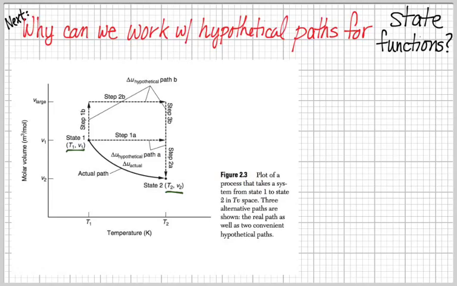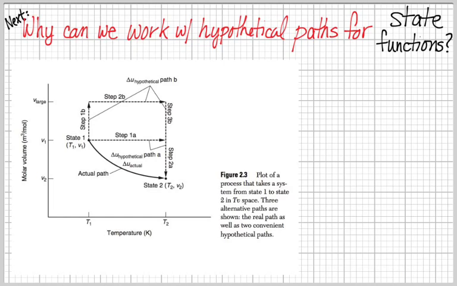There's a lowercase u here, but there is this delta U actual that we're seeing, which is the change in internal energy. So if I want to go from state 1 to state 2, I have that nice smooth curve. The interesting thing is that I don't actually need to use that path to calculate the change in internal energy of the system.